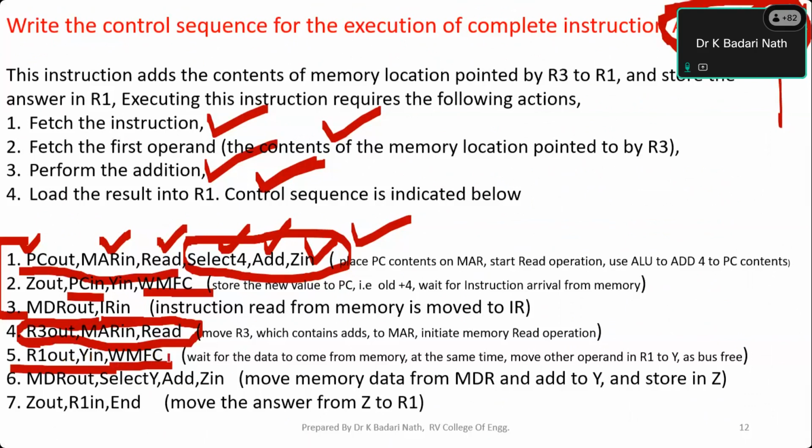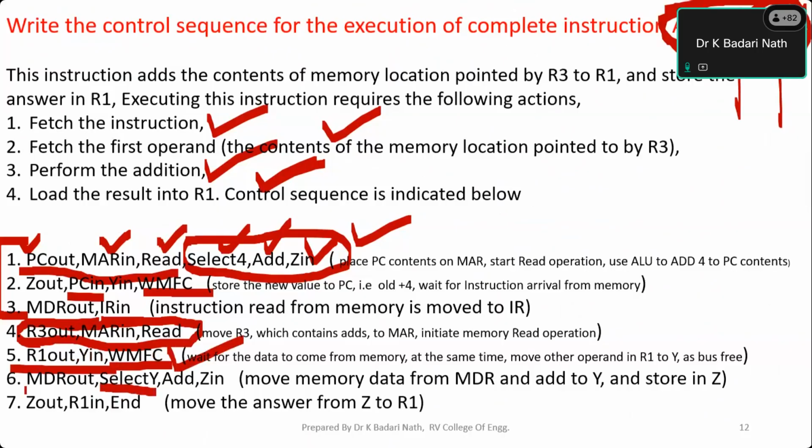Now, in the fifth clock cycle, we have completed. That means the memory has given the data present in the memory location pointed to by R3. I got the data. Already one of the operands is there in the Y register. So now what I will do is, Y means it's automatically, just through the multiplexer. I say select Y, which means R1, which is there in the Y register, will come to the ALU.